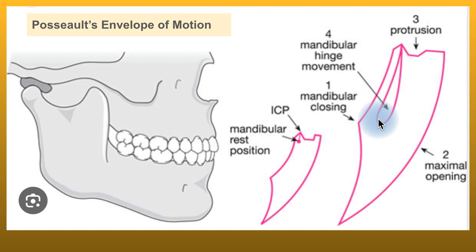So again, the envelope of function, which we're going to call that from now on, sits within the envelope of motion. And this envelope of function is a zone that we find ourselves in during mastication, phonetics, and swallowing. When we are in that zone, we have to ask the question, are we free within that zone? So Dawson used to call it freedom of motion or harmony with anterior guidance. There's lots of ways of describing this.